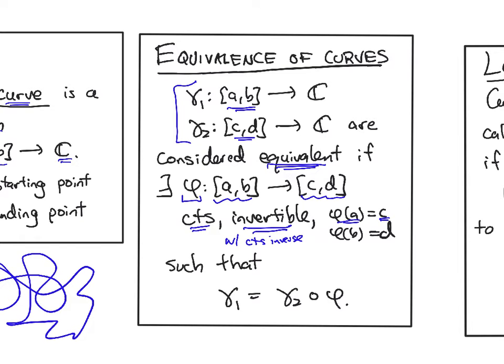Phi of A maps to C and phi of B maps to D, such that gamma 1 is this composition of gamma 2 and phi. So the phi is just taking care of kind of different speeds in some sense of parametrizing the curve, but it doesn't really change the set that you map to or its direction.